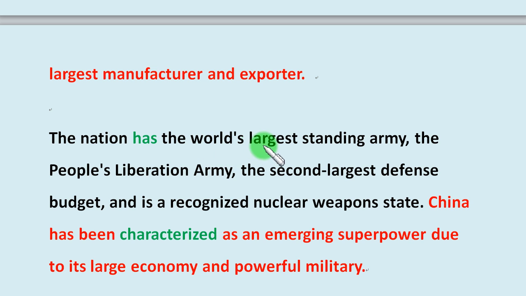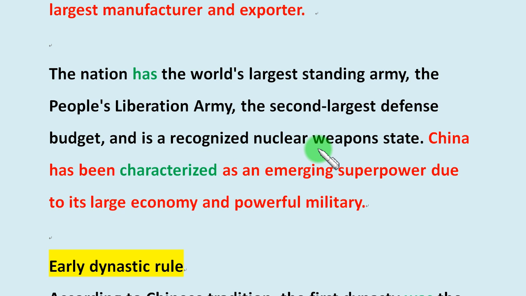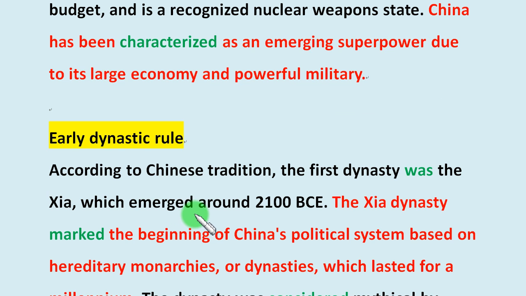The nation has the world's largest standing army, the People's Liberation Army, the second largest defense budget, and is a recognized nuclear weapons state. China has been characterized as an emerging superpower due to its large economy and powerful military.